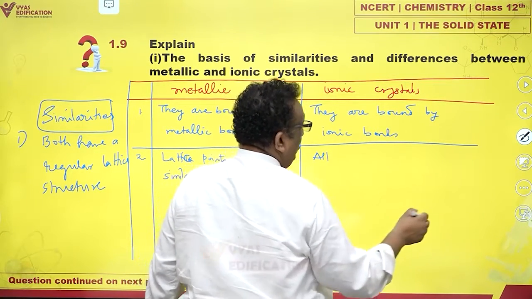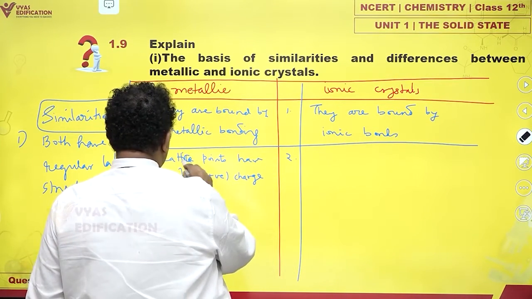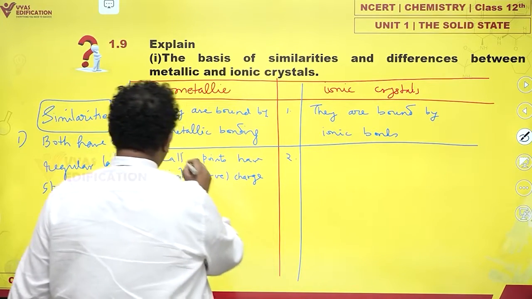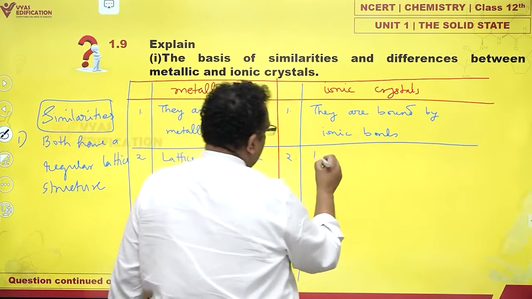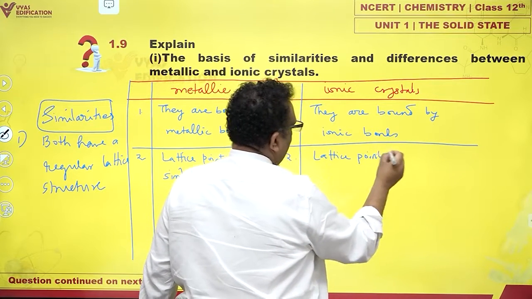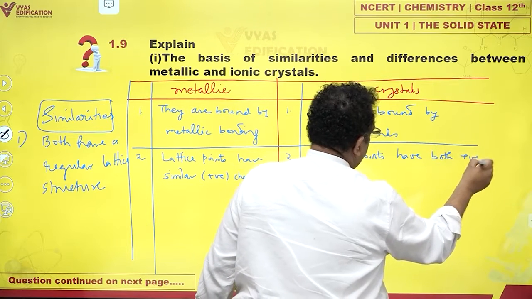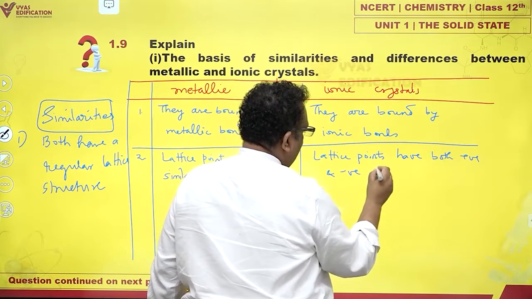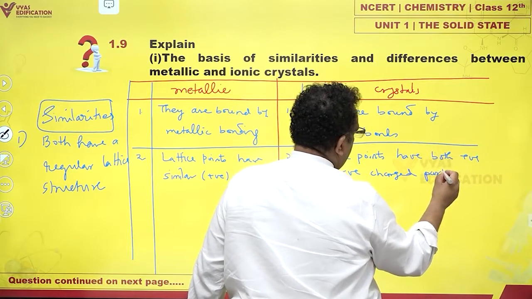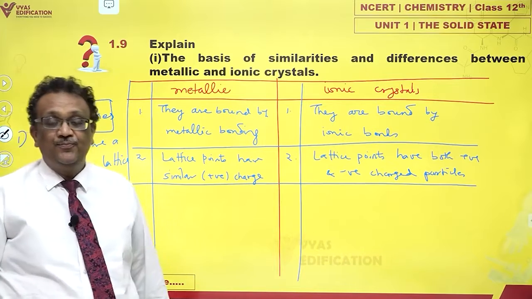the lattice points, not all I would say, the lattice points have positive as well as negative charges. Lattice points have both positive and negative charged particles because there are cations as well as anions.